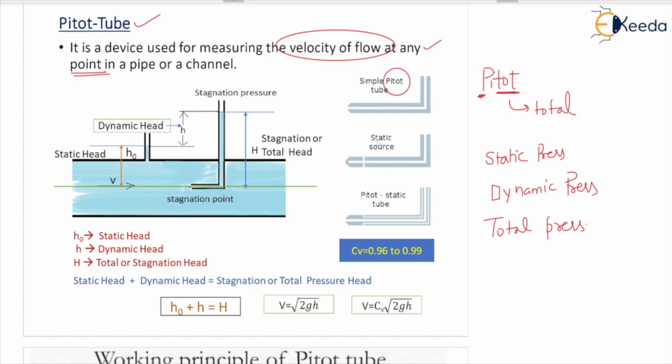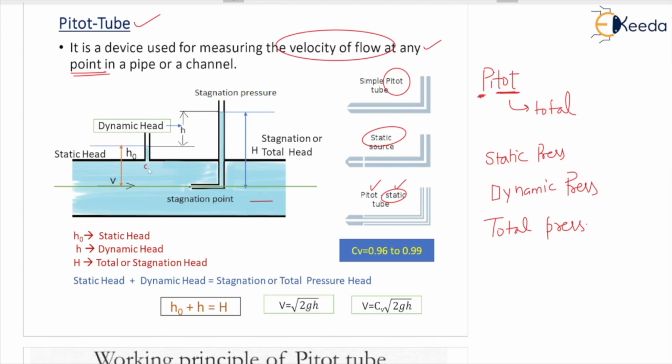The static source will measure the static head or static pressure, and pitot static combined measures total pressure as well as static pressure, right? So both are combined, with concentric circles. You can see one will measure the static head, and one will measure the total head, which is the sum of static plus dynamic. The same thing is mentioned in this diagram. This is a pipe. In the pipe, water is flowing in this direction. First of all, we will see the static pressure head or static tube.